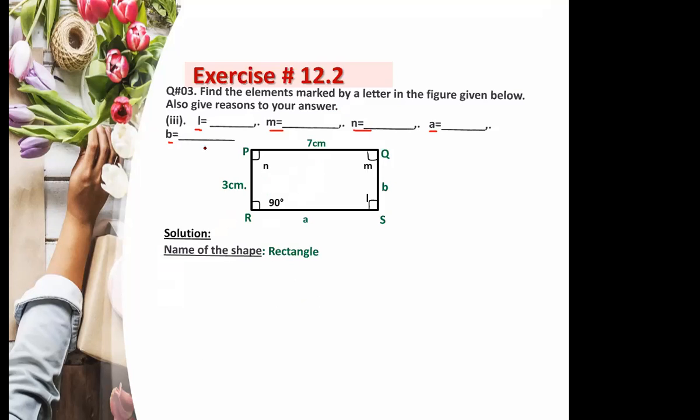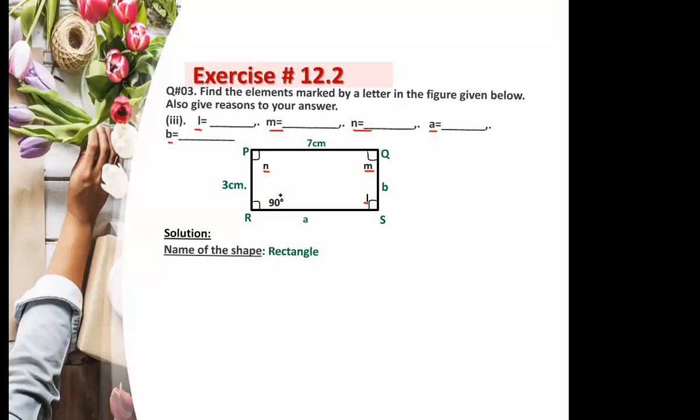Basically, the name of this shape is rectangle. Now please remember all the postulates of a rectangle. So here you have to find out L, M, N, and A, B. Which is L? This is L, which means you have to find angle L. This is M, which is also an angle, and this is N, which is also an angle.